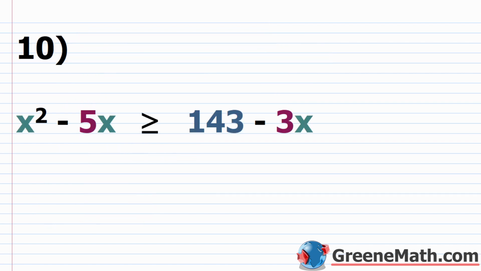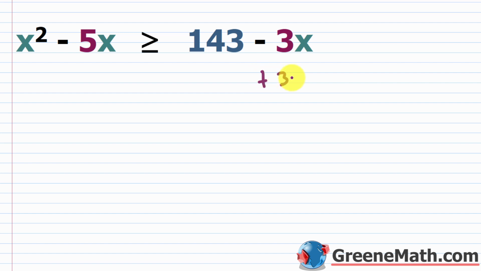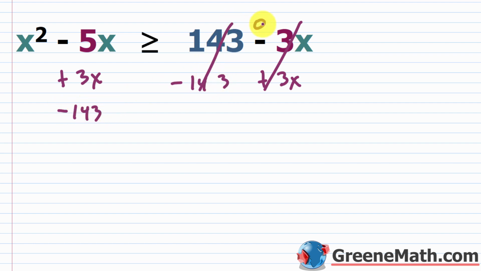All right, let's take a look at problem number 10. So we have x squared minus 5x is greater than or equal to 143 minus 3x. So let's add 3x to both sides of the inequality. Cancel this away. Let's subtract 143 away from each side of the inequality. Cancel this away. Let's put 0 over here.